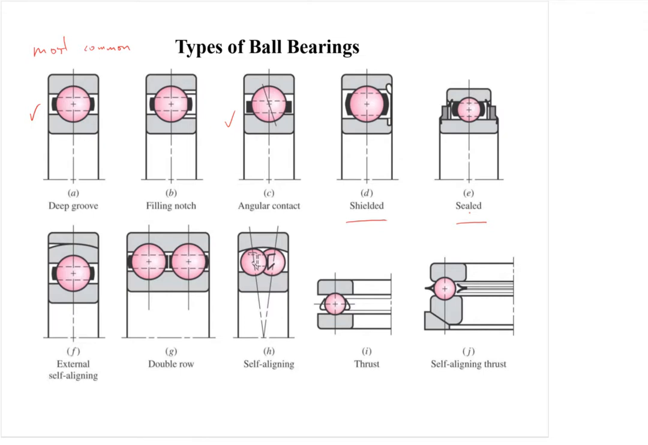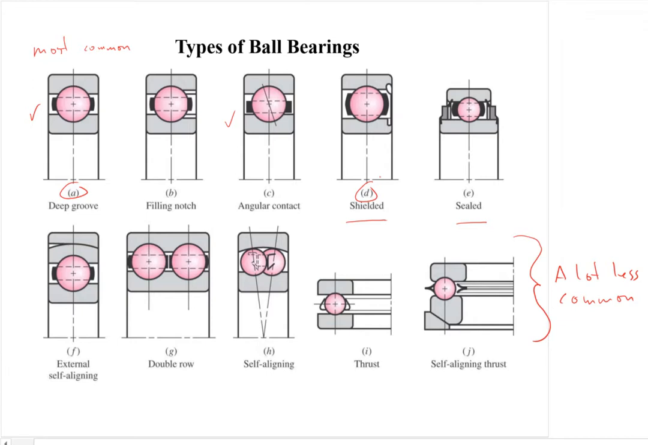This external self-aligning, double row, self-aligning, thrust, all this stuff on the bottom. This entire row is a lot less common. If you're just talking about ball bearings, you're usually talking about a sealed or shielded. You're usually talking about a shielded deep groove ball bearing. If you're designing a bearing for something, you're probably looking up a catalog for a shielded deep groove bearing. So a combination of A and D.